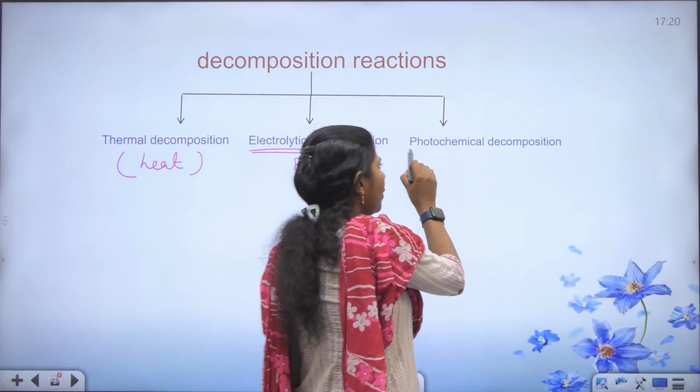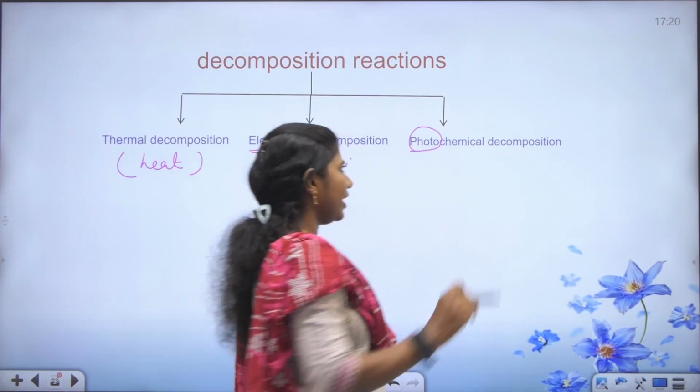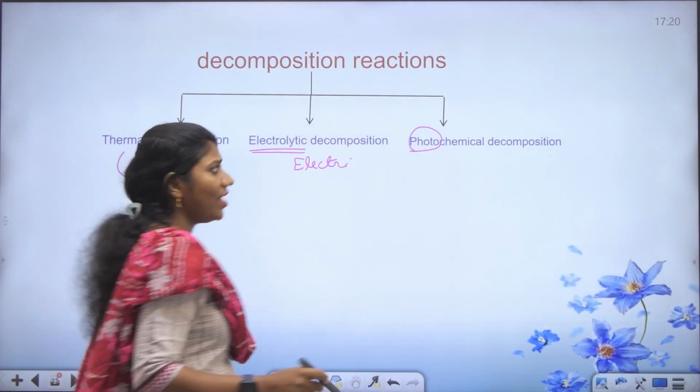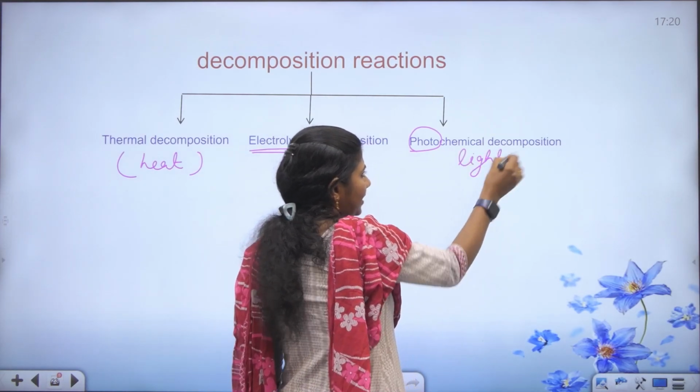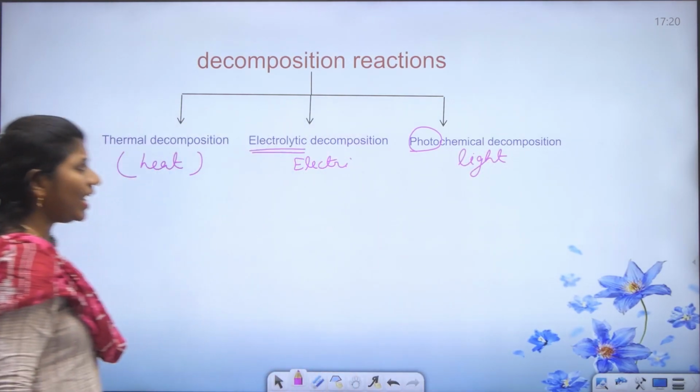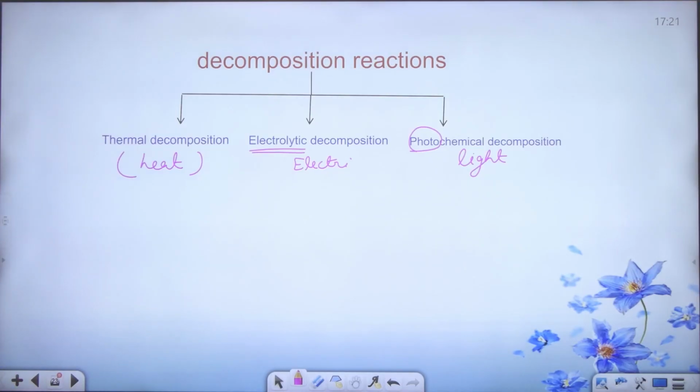In photochemical decomposition reaction, photo means light. Here we are using light energy. So, decomposition reaction is again classified into three types: thermal decomposition reaction, electrolytic decomposition reaction, and photochemical decomposition reaction. Is it clear? Thermal, electrolytic, and photochemical.